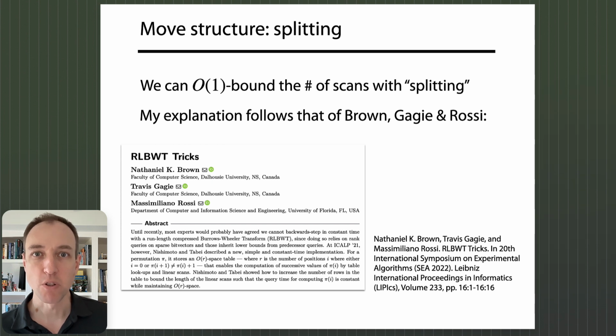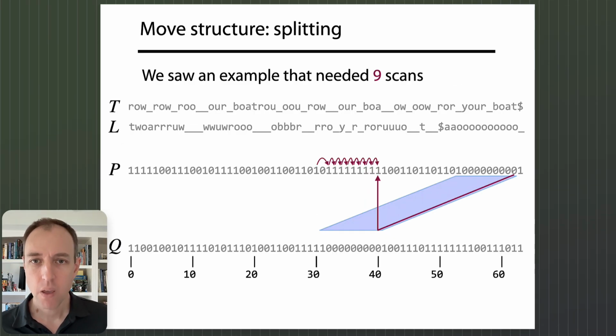And this is a version of the explanation also that's in the original paper by Nishimoto and Tabei, but I'm going to follow a simplified version. Okay, we saw this example in the last lecture. This was an example where we had to do numerous scans in order to update the ID of the run that we are in when we go to do our update.